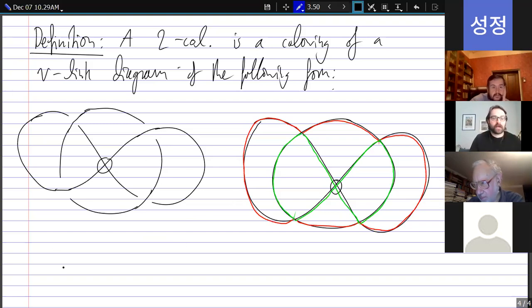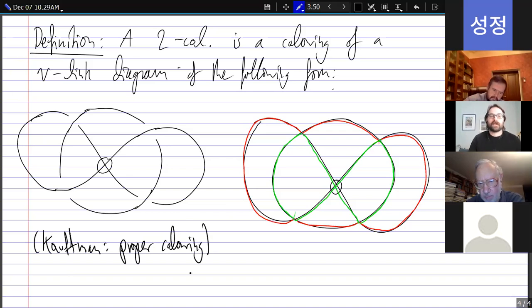The reason why this was introduced, or this first appears, is in Kauffman's self-linking invariant paper, where it's known as a proper coloring. And I hope you'll forgive me the terminologically inflationary practice of giving something that already had a name a new name. But I call it a two coloring because, as Vasily just mentioned, you could do this exact same construction with as many colors as you like. There's 3 colorings, 4 colorings, 5 colorings.